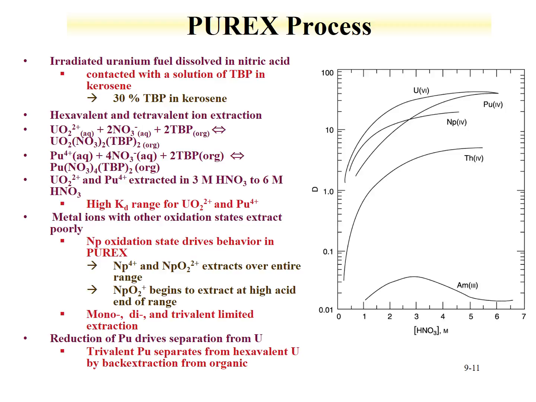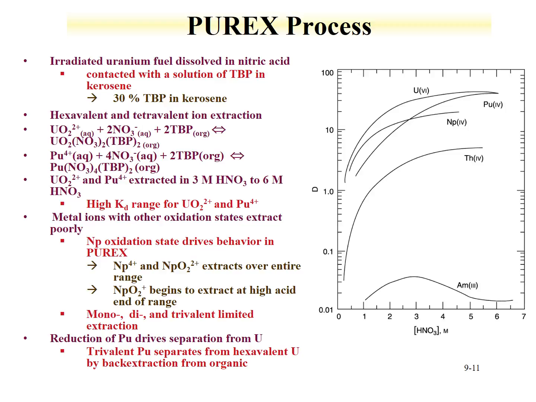So the chemical aspects of the Purex process are based upon this interaction of dissolved fuel in the aqueous phase with the organic phase. The organic phase winds up being 30% tributyl phosphate in kerosene, and the extraction chemistry is shown here, where we have hexavalent and tetravalent ion extraction. For the uranium, we have uranyl 2+ with 2 nitrates and 2 tributyl phosphates, making an organic moiety. For plutonium, we need to neutralize the charge, so we need 4 nitrates and 2 tributyl phosphates, making this neutral moiety.